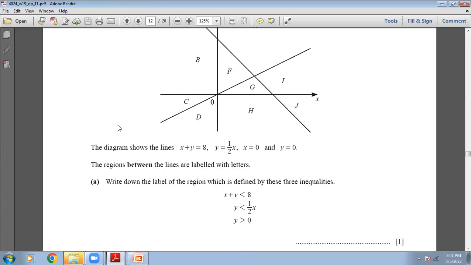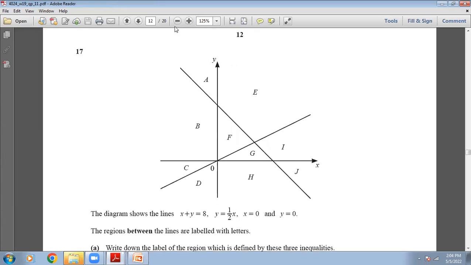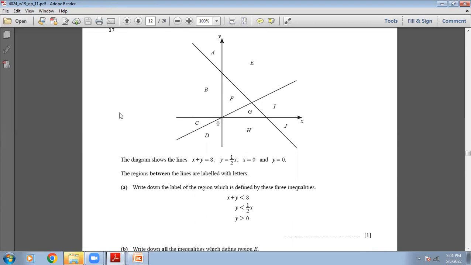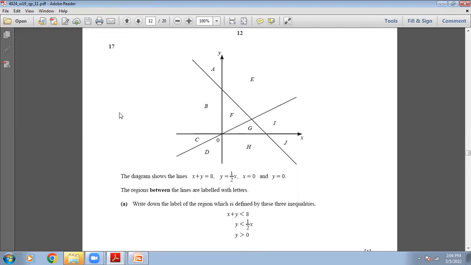The next question coming up on your screen, he says, their question is, the diagram shows the x plus y equals to 8. So first of all, you have to recognize which line is this. Bring this x to this side. Okay, so y will be equals to minus x plus 8. So it's a line whose y-intercept is 8 and whose gradient is negative.